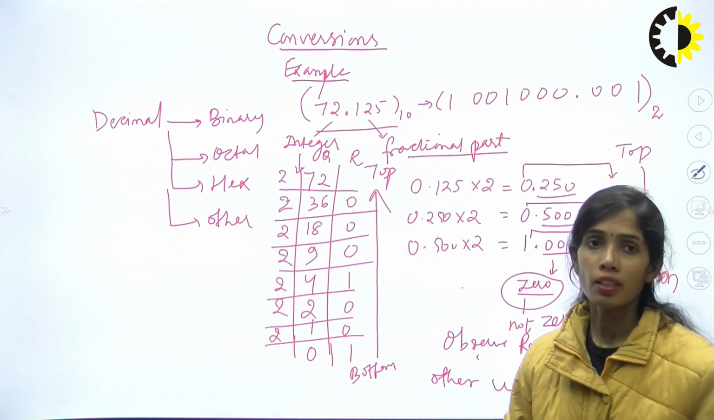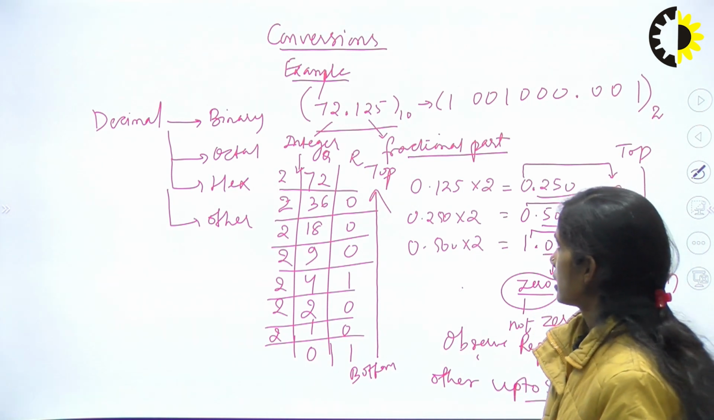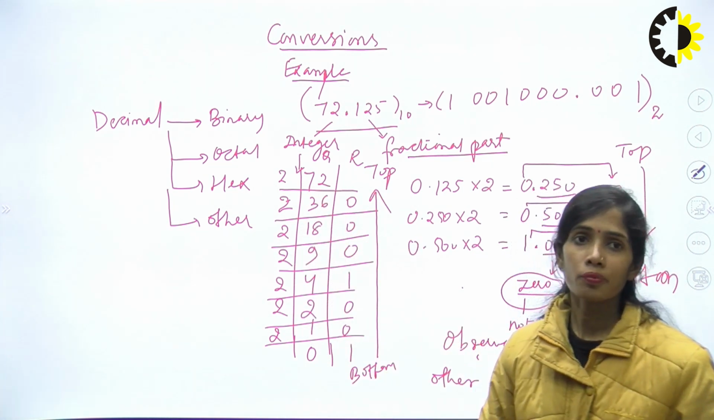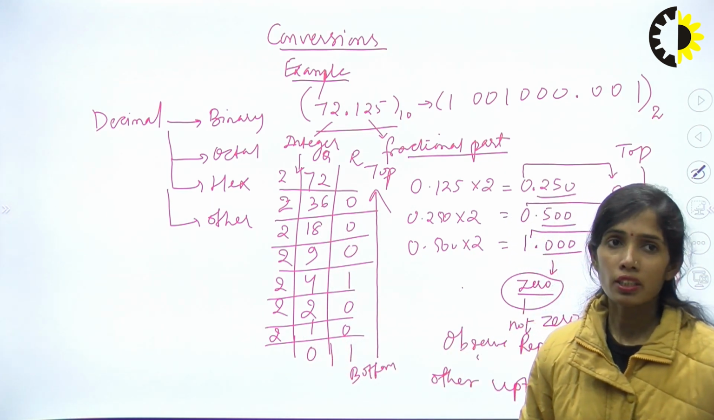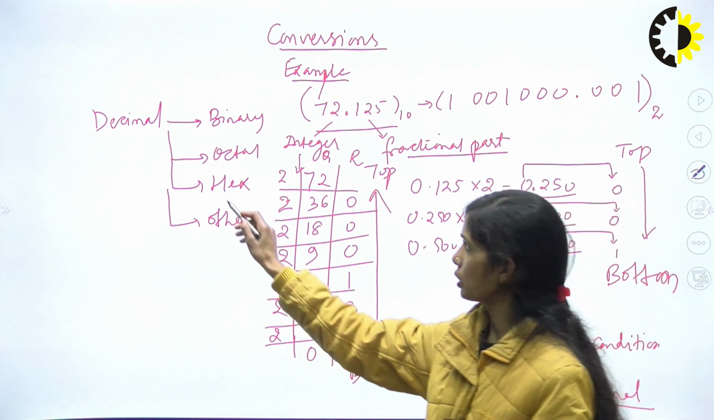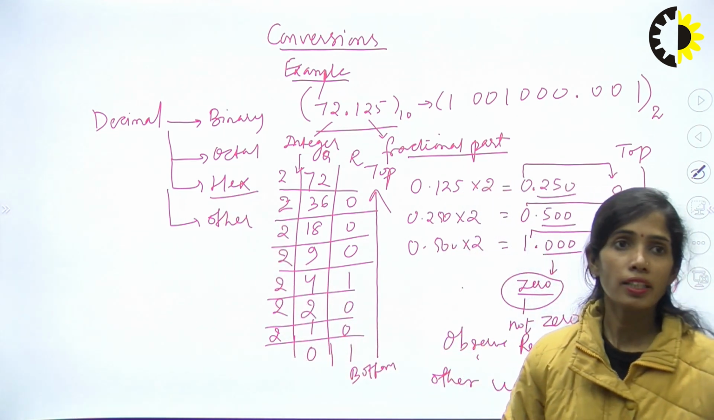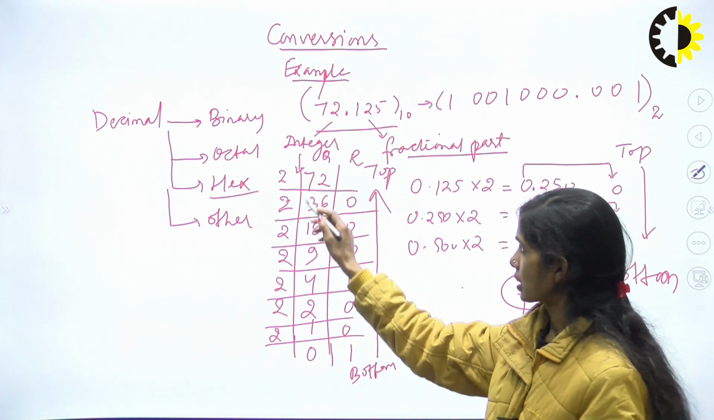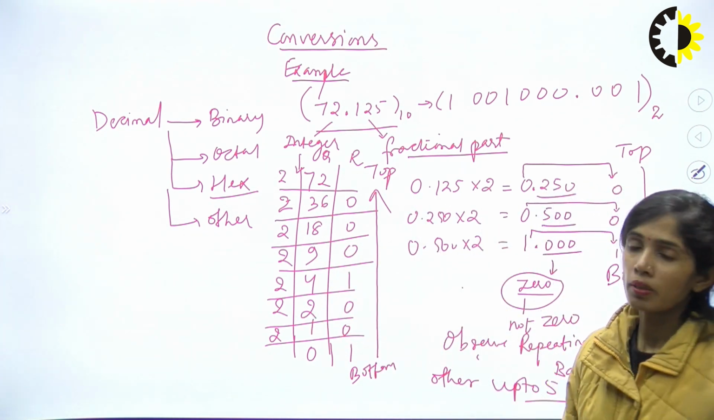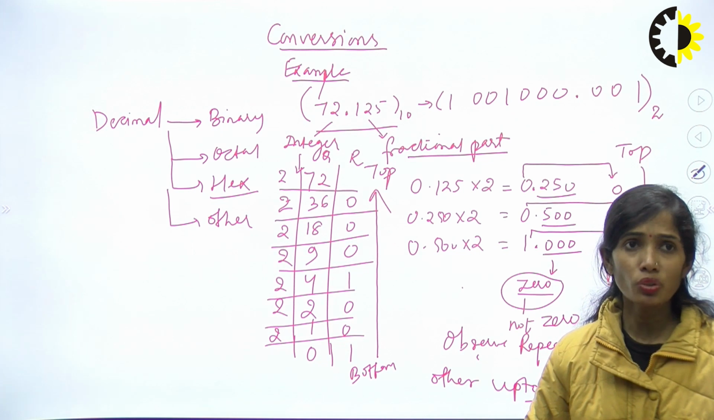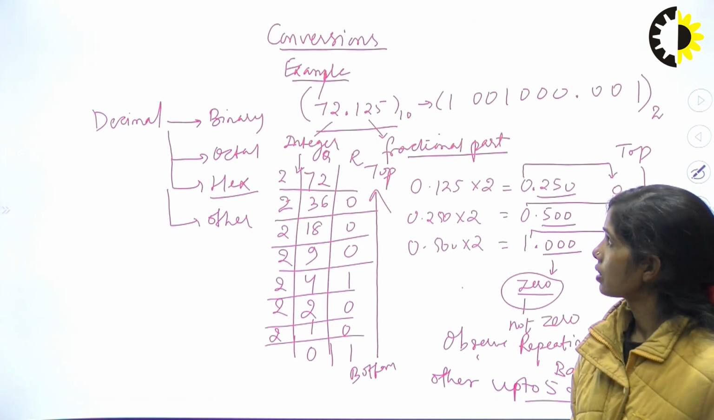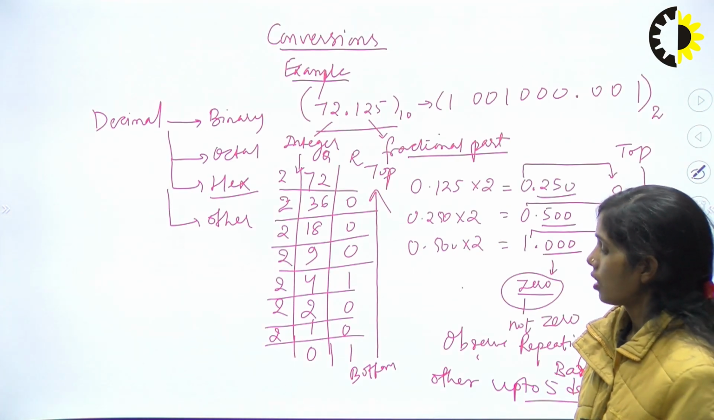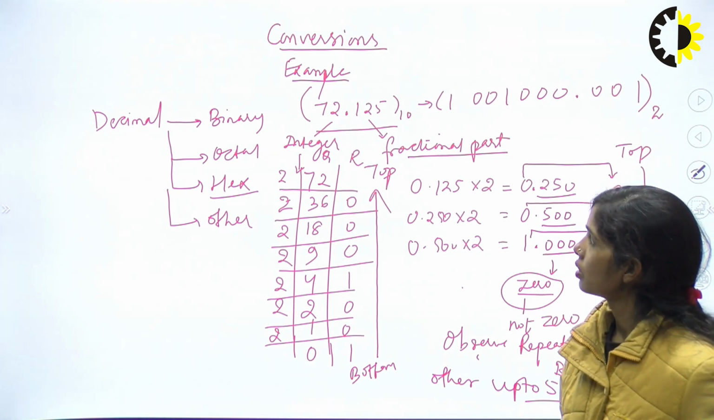In the same way, we can convert decimal number system into other number systems. The difference is only that the base will be changed here. So the integer part will be divided by, let's suppose it has to be converted into hexadecimal, I can divide it by 16, and in the fractional part it is multiplied by 16. So this is how we can do the conversion from decimal to other number systems.